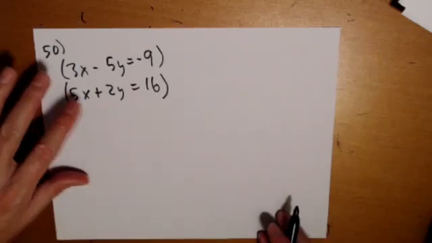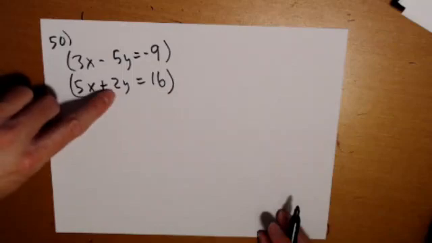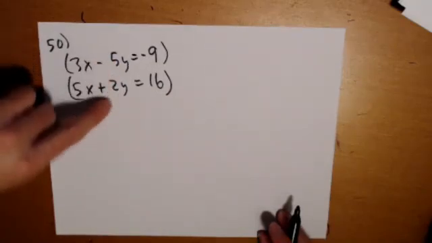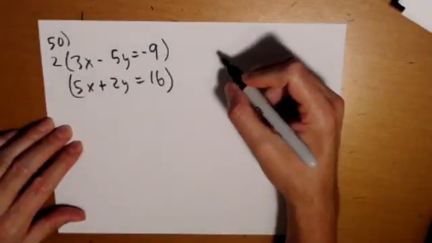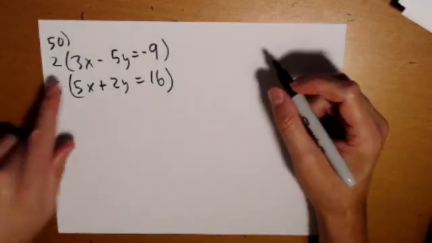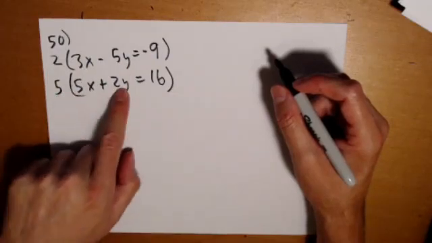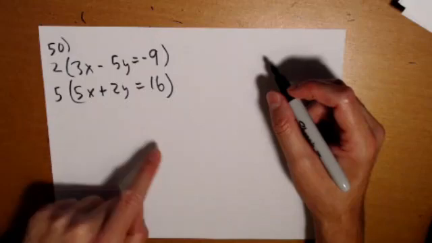Just for fun, I'm going to get rid of the y's. Okay, there's a negative 5y, there's a positive 2y. So they both go into 10. So if I multiply the top by 2 and the bottom by 5, just double check. That's going to create a negative 10y, and that's going to create a positive 10y. Negative 10y, positive 10y will cancel.